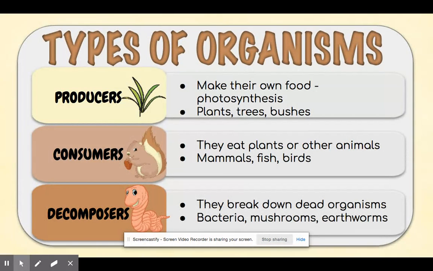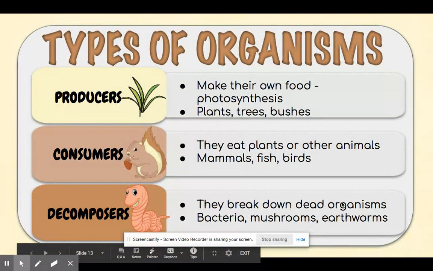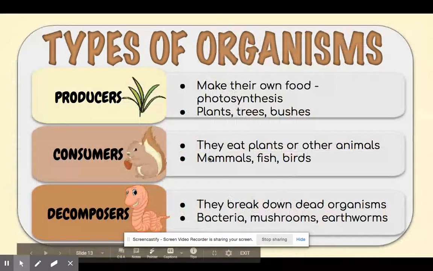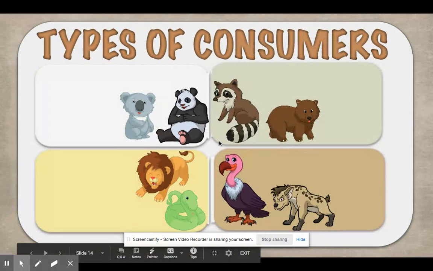Consumers eat plants or other animals, like mammals, fish, and birds, and decomposers break down dead organisms. Decomposers are really hard to think of examples for, but bacteria, mushrooms, and earthworms are examples of decomposers. So if you zoom in on the types of consumers, we can narrow it down even more.